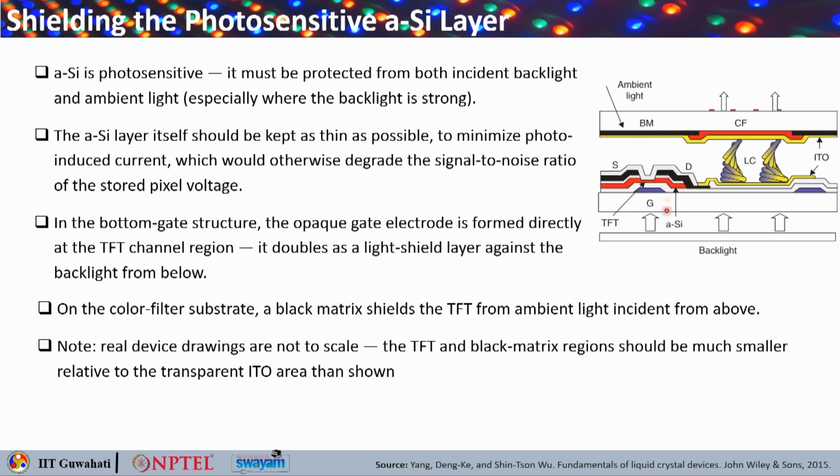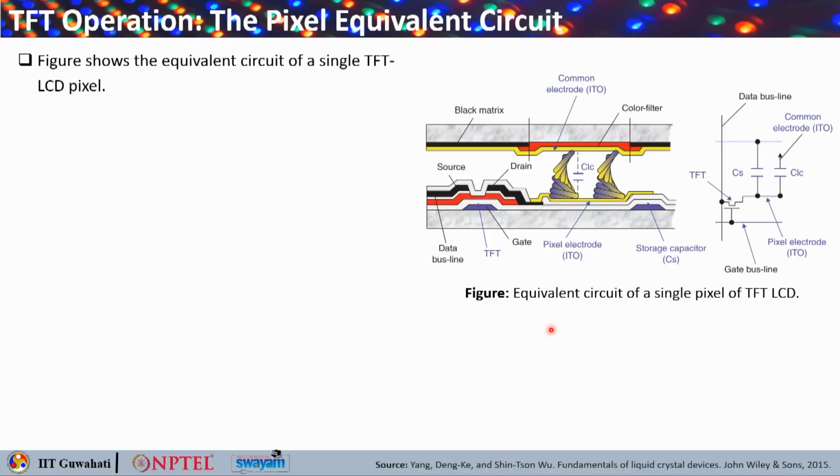So always note that in reality the actual device is not to scale. So here it looks like almost 50% or at least 40%. It's not like that. The TFT and the black matrix regions are much smaller relative to the transparent areas of the ITO, okay, which is shown. It is not exactly like this. So with that understanding, here you can see the equivalent circuit of a single pixel of TFT LCD, okay.